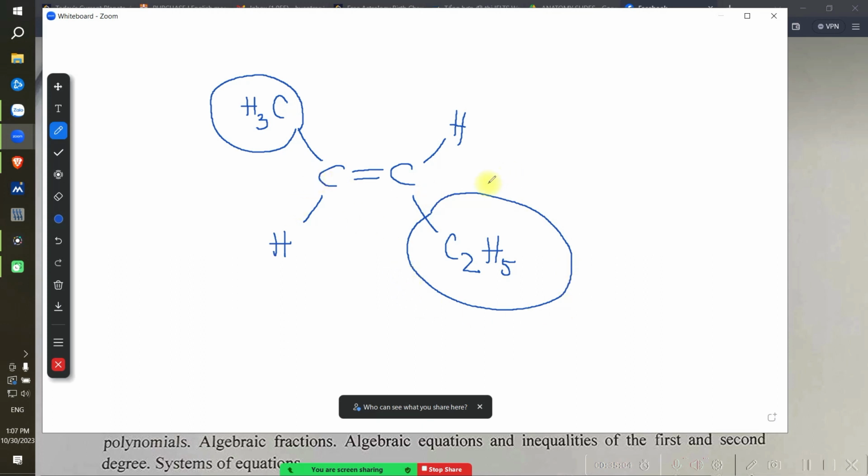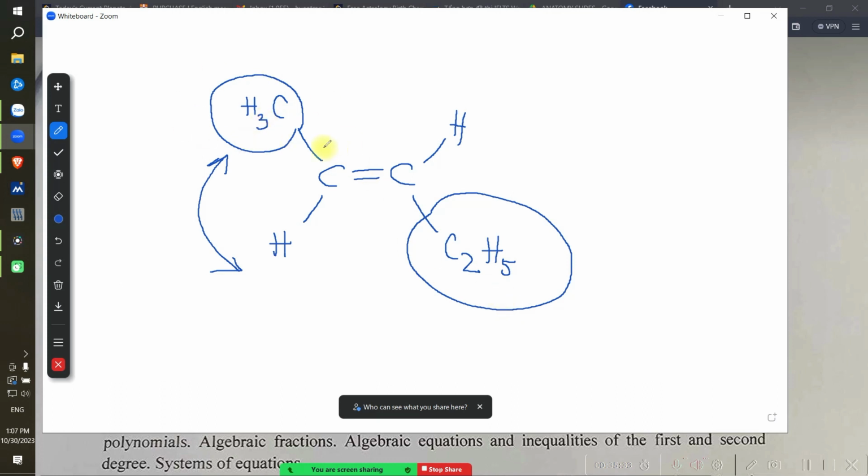If you have a cis configuration, they are too near to each other. They would be very near and they repel each other, right? When they are too close they compete for space and repel, and that leads to instability. So they will move back to the trans configuration because there is more space here and they don't have to repel each other.